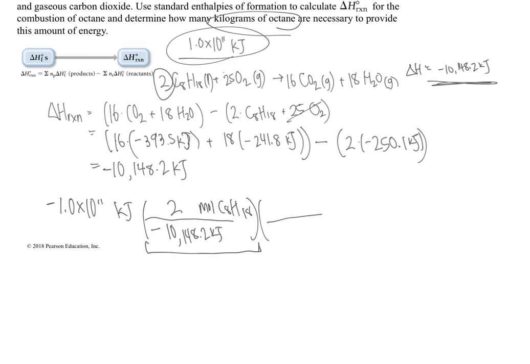So I'm going to use molar mass. I have 114.22 grams per mole in octane. And then I'll go to kilograms, so 1,000 grams in 1 kilogram. And the amount I need to use is 2.3 times 10 to the 6 kilograms of octane.